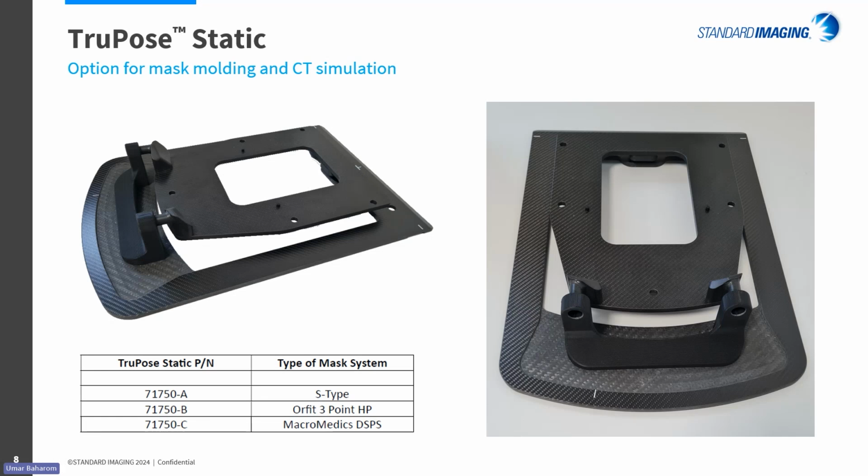Again, it has the same geometry as your TruPose head adjuster, but you don't have the ability to make any adjustment, right? So this is your 0 position. If you are going to use the head adjuster a lot, or you want a dedicated system in the CT room, this is an option that you can get. Again, it has the same mask system, so obviously you want to match this. So if you have, let's say, a Type S TruPose head adjuster, and you want something for the CT room, then you want to get the Type S TruPose static.